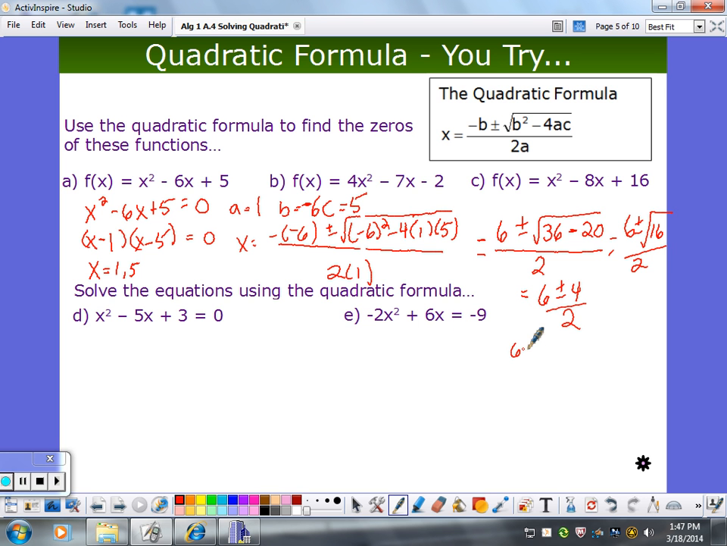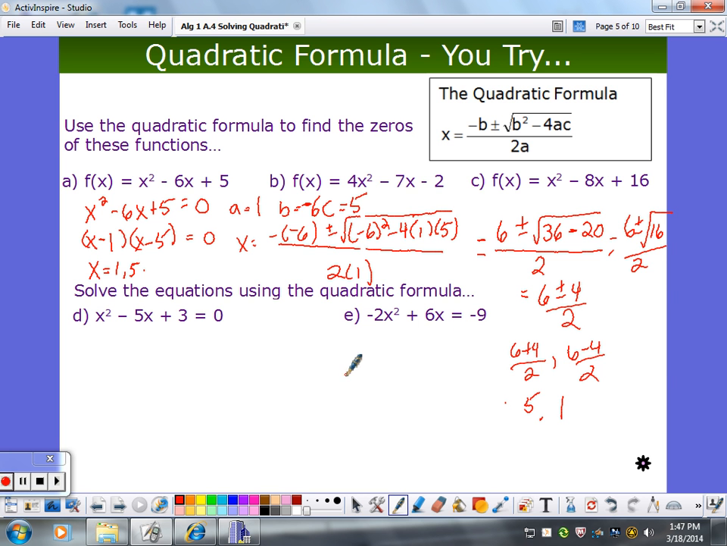So this is two numbers. It's 6 plus 4 over 2, and it's also 6 minus 4 over 2. What's 6 plus 4? 10. Is that over 2? 6 minus 4 is 2. 2 over 2? Same thing? Yeah. If it's factorable. Most of the time, real life stuff, it's not.